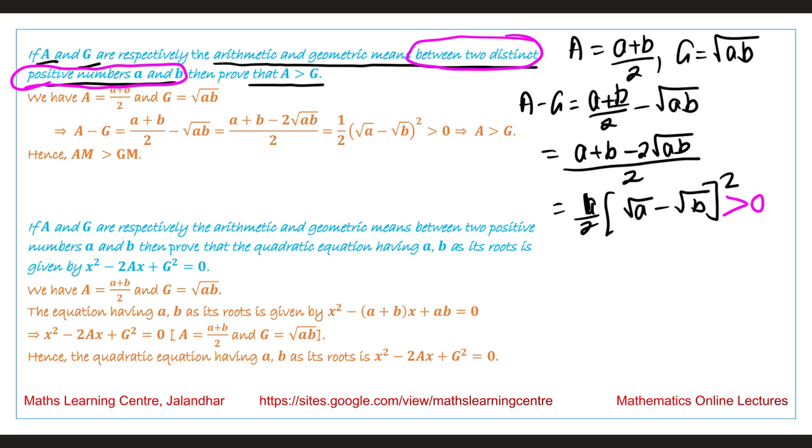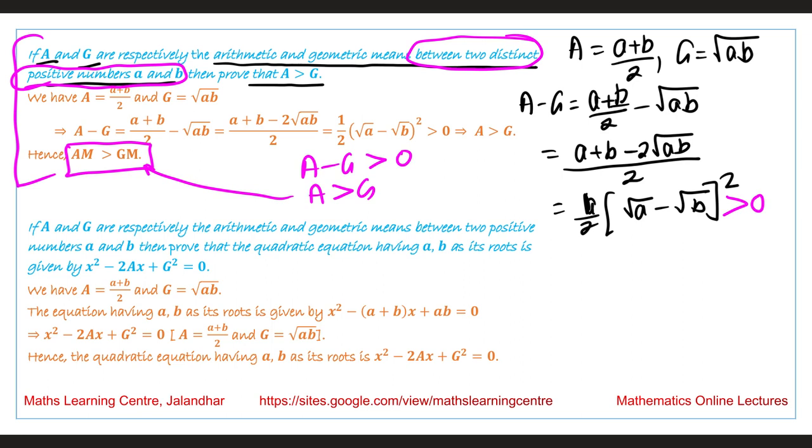So what we obtain from this is that A minus G is greater than 0, that is A is greater than G, that is, the arithmetic mean is always greater than the geometric mean. So this is a very important result that you should remember.